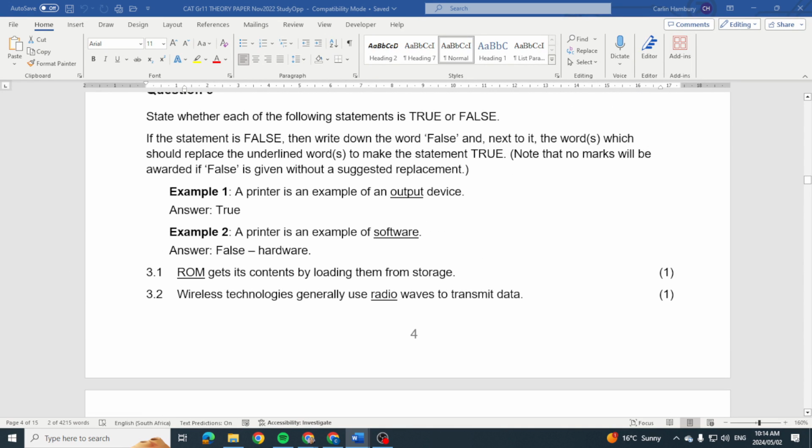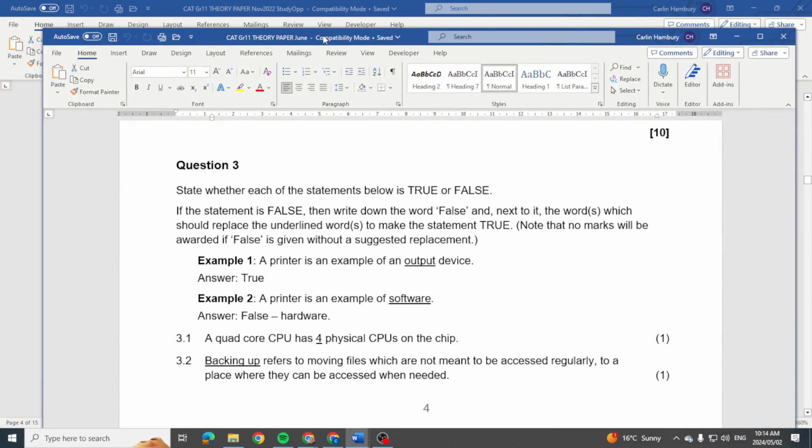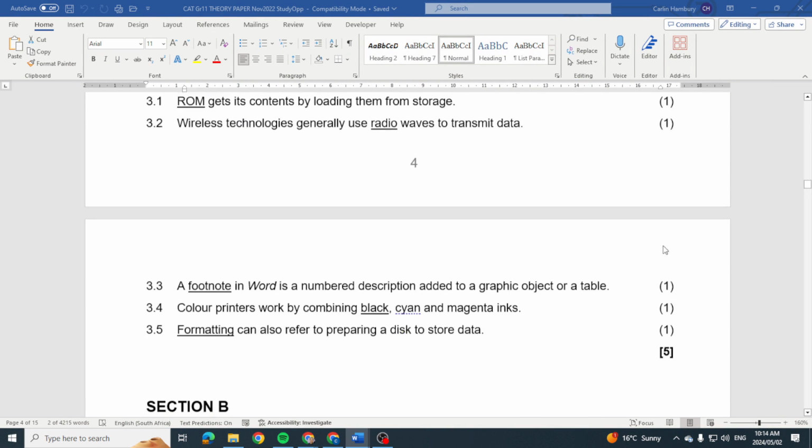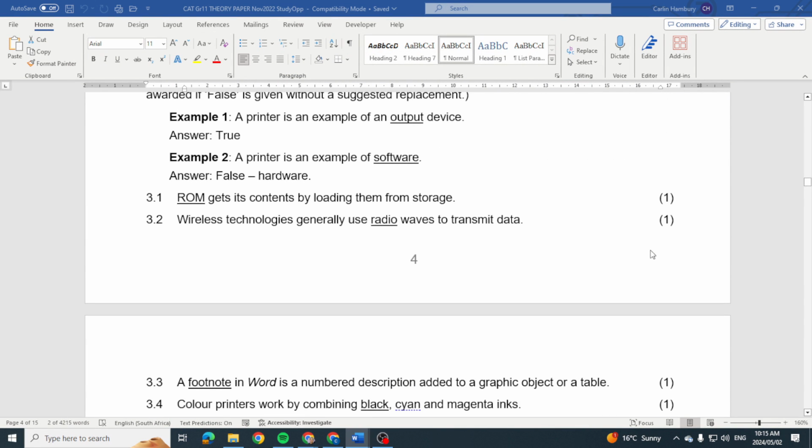Then question 3, in both of them, they had true and false sections, right? This usually accounts for about 5 marks. Now, the whole idea here is that you're looking at this particular statement. And this statement says, ROM gets its contents by loading them from storage. The next one says, wireless technologies generally use radio waves to transmit data.